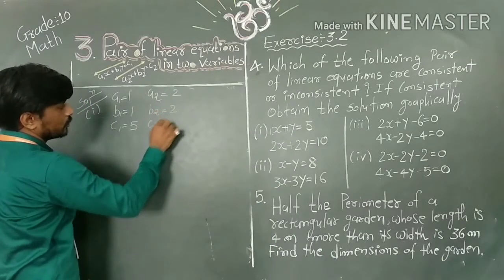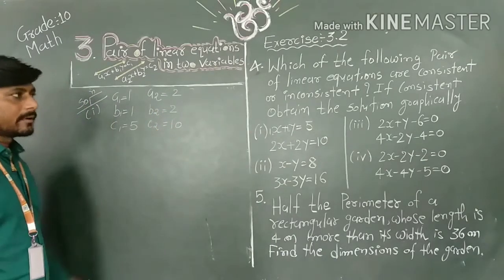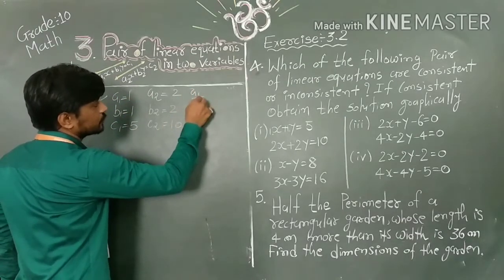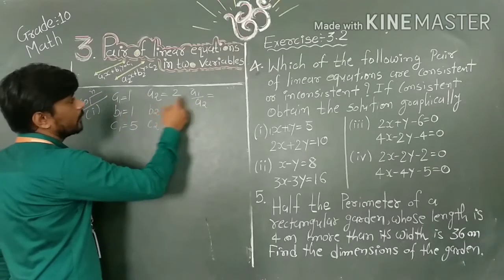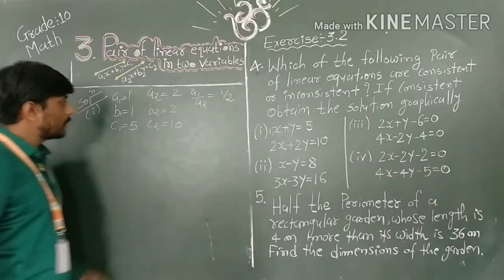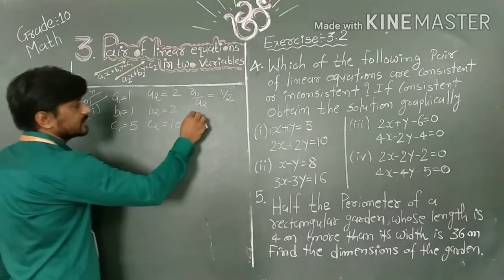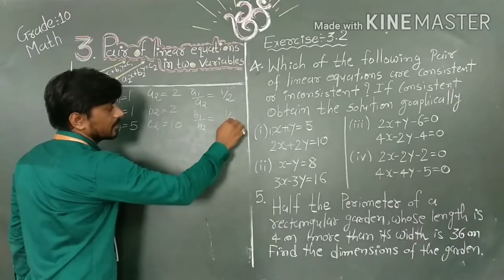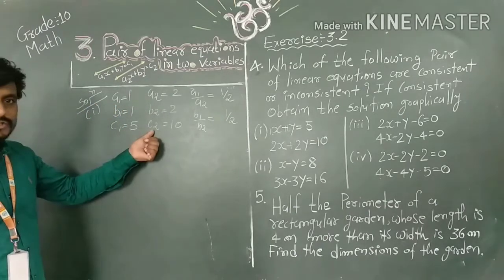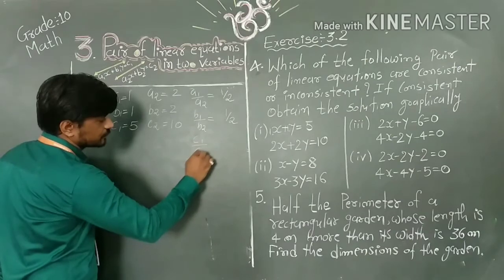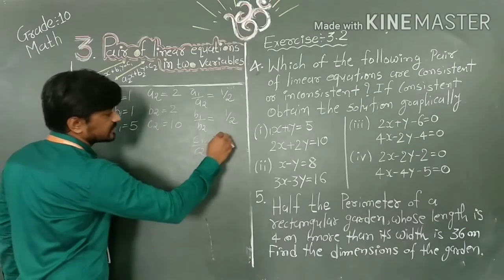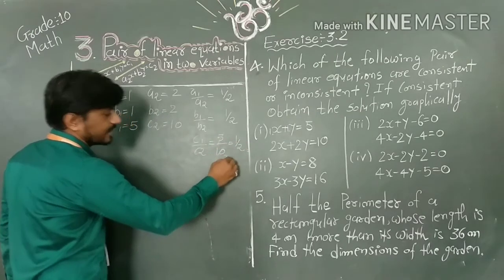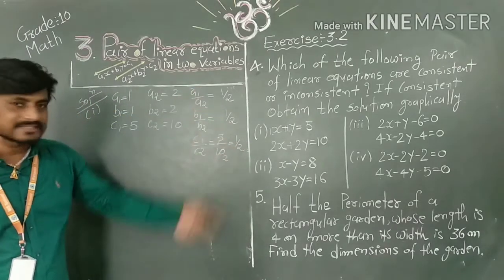Now compare the ratios. What is a1 upon a2? 1 upon 2. Now b1 upon b2, again 1 upon 2. And last, c1 upon c2, that means 5 upon 10, again we have 1 half. All ratios are the same.